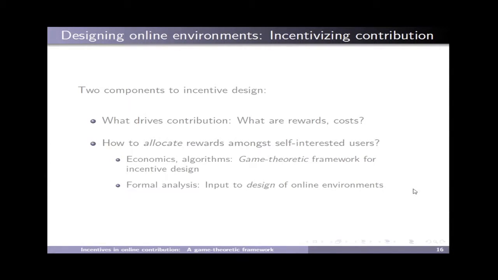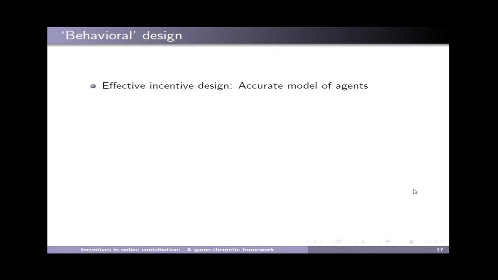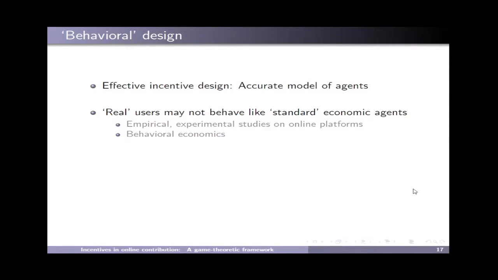But when you think about what we talked about here, which is to say that formal analysis can provide input to the design of online environments, anytime you're talking about incentive design, for incentive design to be effective, what you really need is an accurate model of agents. And there's a growing family of work, both empirical and experimental research on online crowdsourcing platforms like Mechanical Turk and so on, as well as a stream of literature just straight out of behavioral economics, which suggests that real users may not behave like standard economic agents.